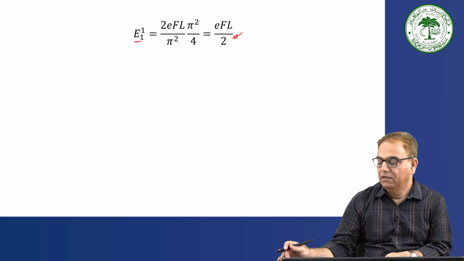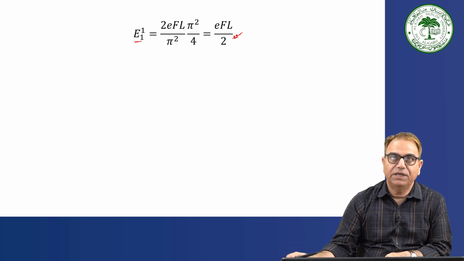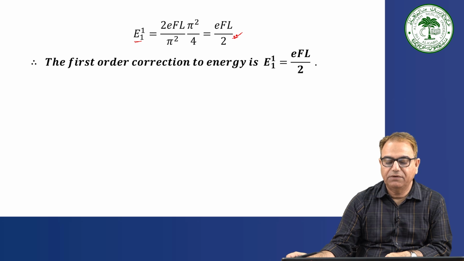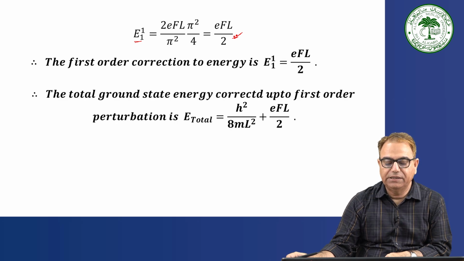And so what will the corrected form of the energy be? The first order correction to the energy is this one, but the total corrected energy will be h square divided by 8mL square, because n square becomes equal to 1.